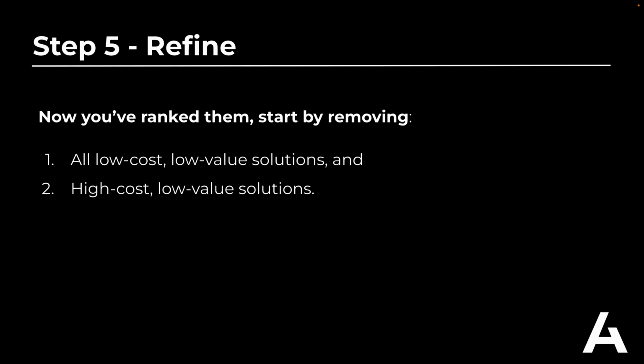Now you've ranked them, start by removing 1, all low cost, low value solutions, and 2, high cost, low value solutions. So read that again. Now that you've ranked your solutions, start by removing all low cost, low value solutions. So that means they don't cost you very much and they're not bringing a lot of value. And number 2, any high cost, low value solutions. So they cost you a lot of money or they cost you a lot of time, but they're not actually bringing a lot of value.